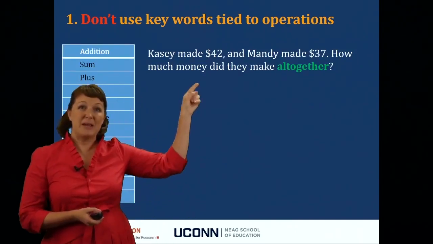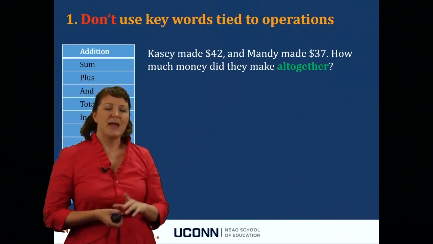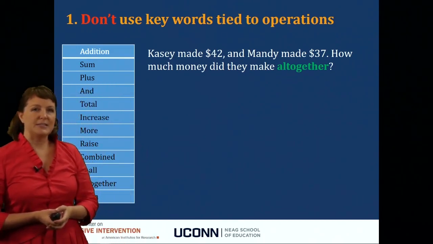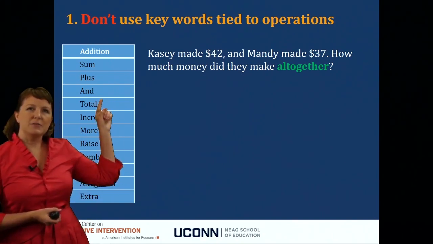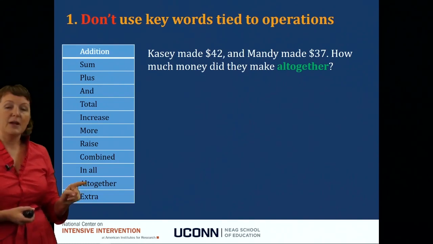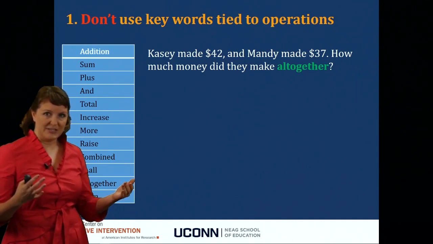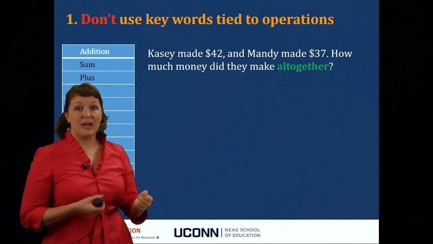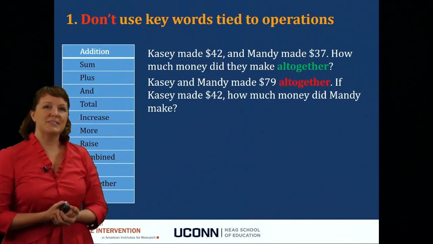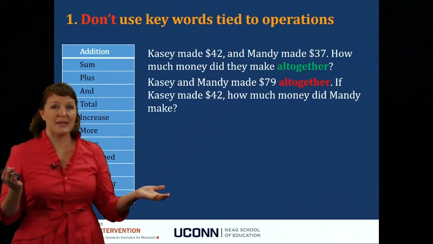Here's one of our biggest word offenders in word problems, used across a lot of different word problem types. Here's a story. Casey made $42 and Mandy made $37. How much money did they make altogether? Altogether is one of those words that a teacher has said, oh, look, whenever you see the word altogether, that means you're going to add. If I added $42 and $37 together, then I would get the correct answer to this word problem. But look at this one here. Casey and Mandy made $79 altogether. If Casey made $42, how much money did Mandy make?